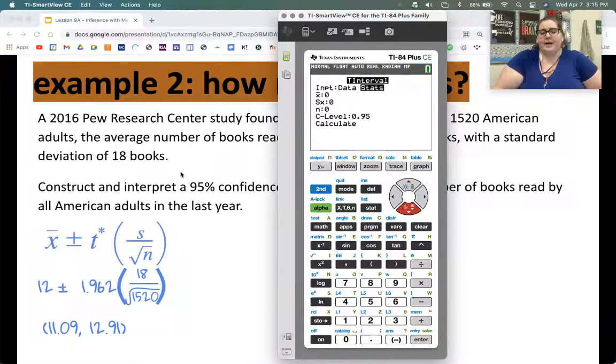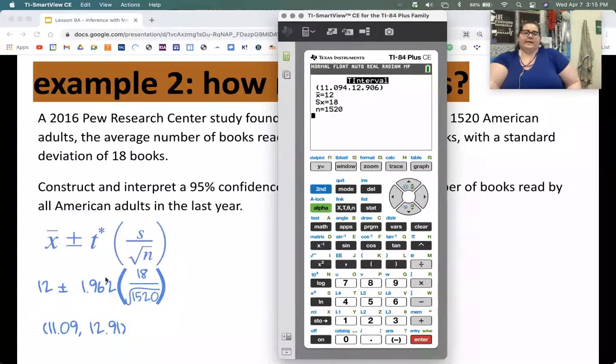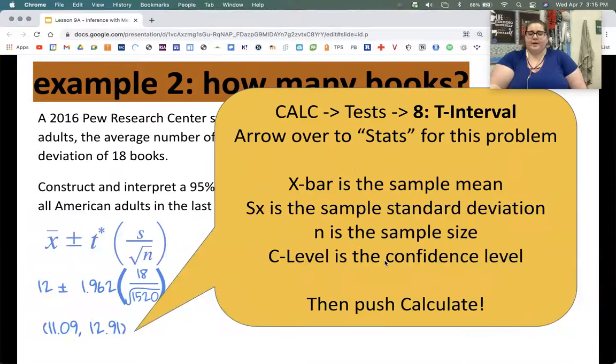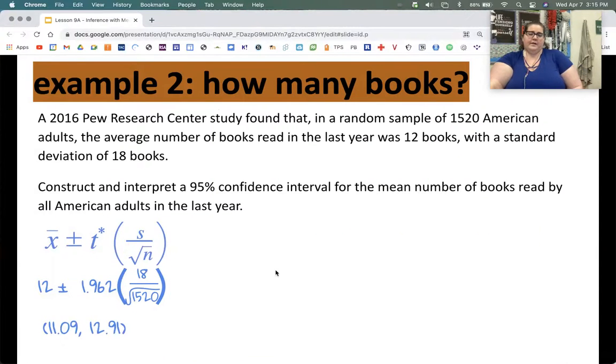I'm going to type in my x bar. The mean was 12. The standard deviation of the sample was 18. The sample size n was 1520. I want a 95% confidence interval, so 0.95, and then calculate. And lo and behold, it gives me that same interval that I calculated using the formula. So there is my interval. Your instructions will be on the slideshow for the calculator.